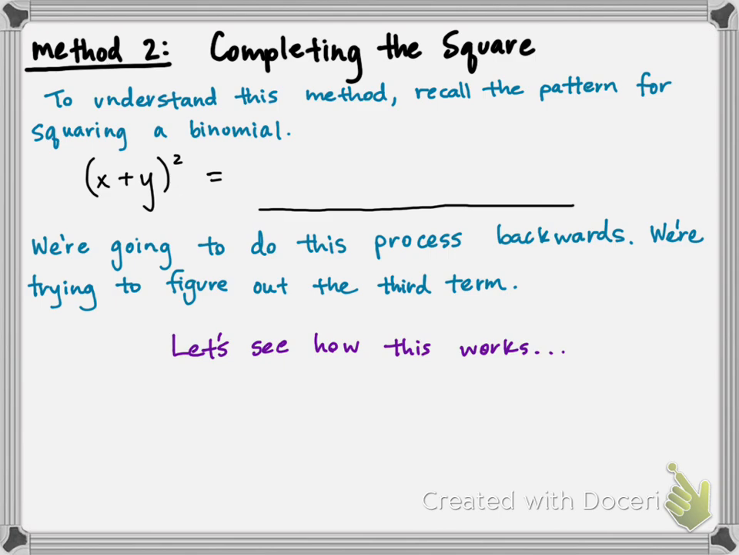To understand this method, you need to recall the pattern of squaring a binomial. If I have (x plus y) quantity squared, I need to remember that this pattern is x squared plus 2xy plus y squared. This is called a perfect square trinomial. Again, I abbreviate this as a PST, a perfect square trinomial. Today, we're going to figure out how to make this process work backwards. So we're trying to figure out the y squared term. Let's look at some examples.